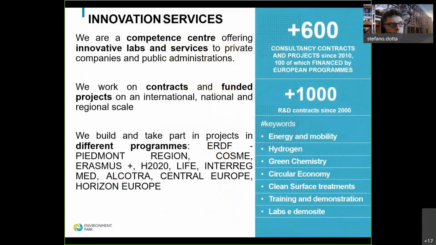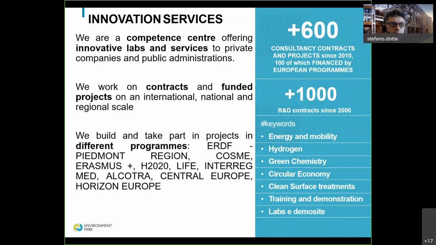But on the other end, we are also an innovation service, with different competence. We offer services like consultancy, and we also have innovation labs. And we offer our services to private companies and public administration.